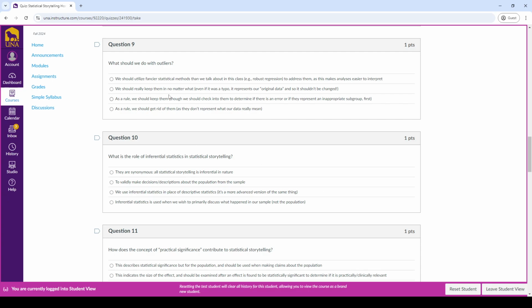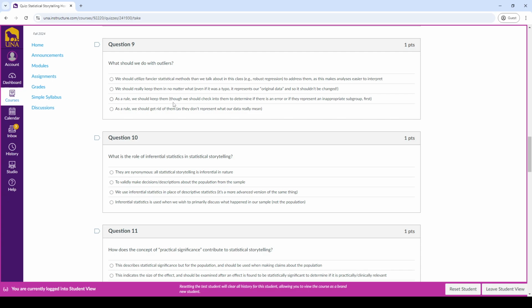All right. Well, I guess this is kind of related. What should we do with outliers? Let's see. We should use fancier statistical methods to address them. So this makes the analysis easier to interpret. We should really keep them in no matter what, even if it was a typo. Well, that's definitely not right. If it's a typo, we definitely shouldn't keep it in.